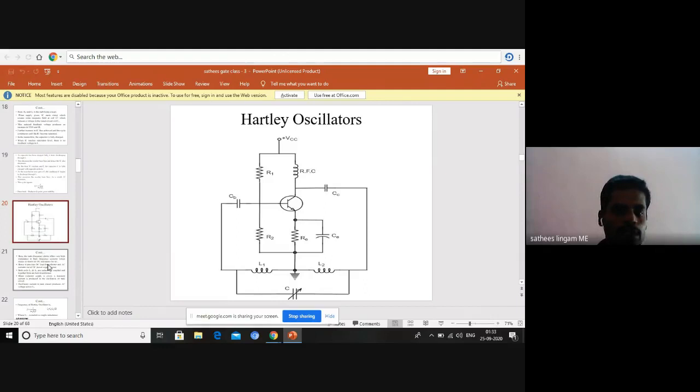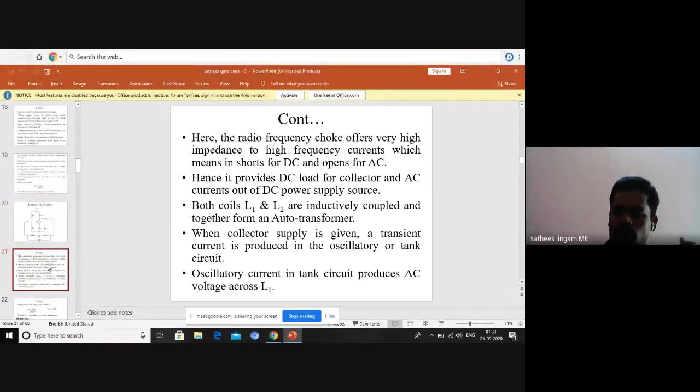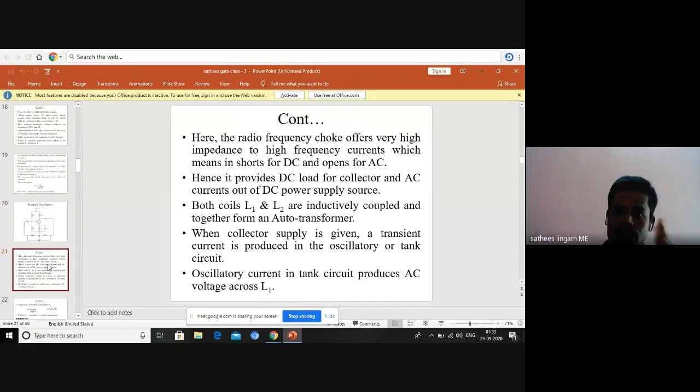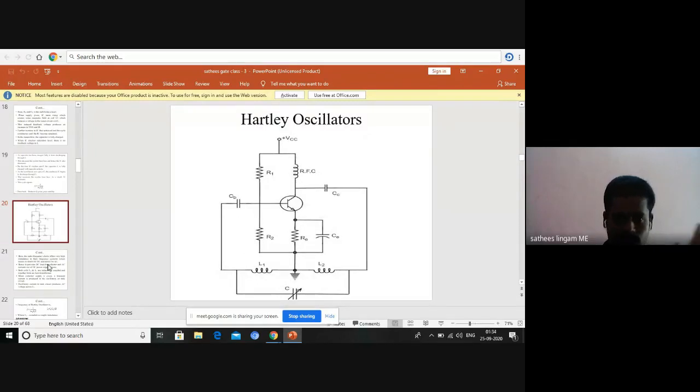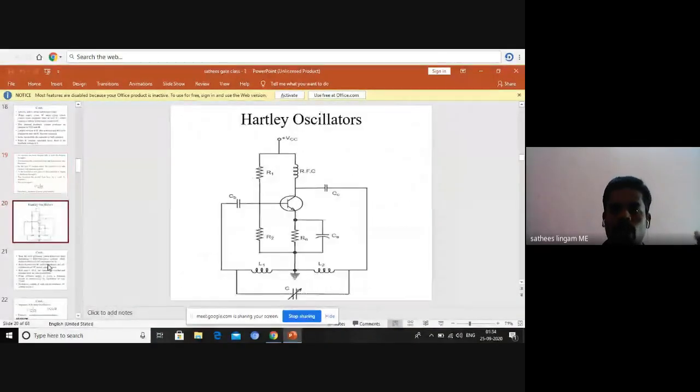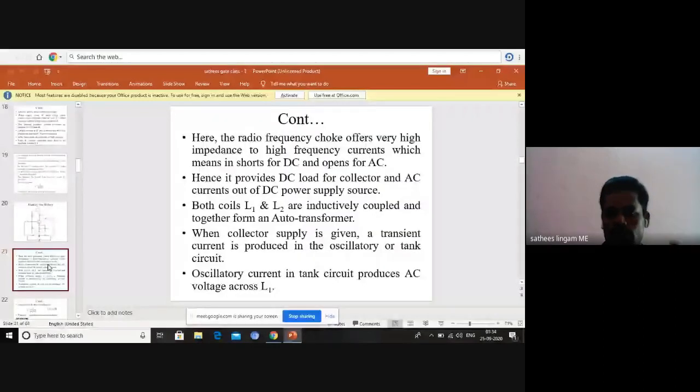So here also, the radio frequency choke, RFC, offers very high impedance to high frequency currents, which means it is a short circuit in DC and an open circuit in AC. Hence it provides the DC load for the collector and blocks the AC current. Okay, that is not a matter.